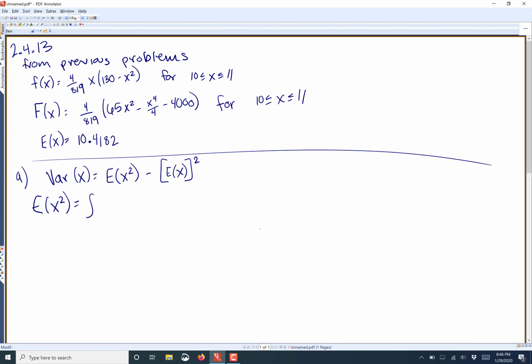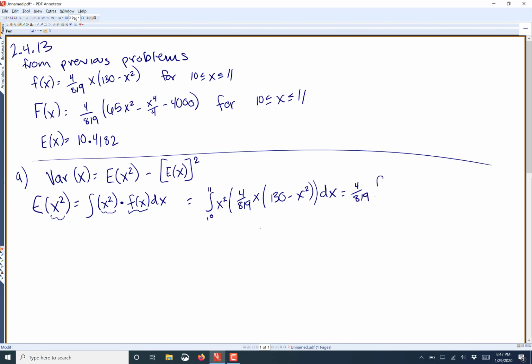Now, anytime you want to find the expected value of something, you just take whatever you want the expected value of, so expected value of x squared, you put that in your integral and times that by your PDF, whatever your PDF might be. So again, we want expected value of x squared, so we just do that times the PDF. In our case, we'll integrate from 10 to 11. It's going to be x squared times this 4 over 819 times x times 130 minus x squared dx.